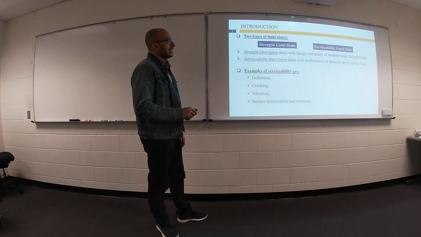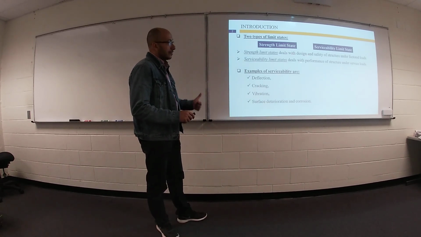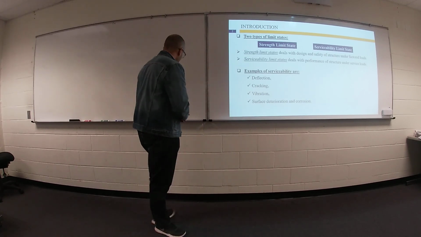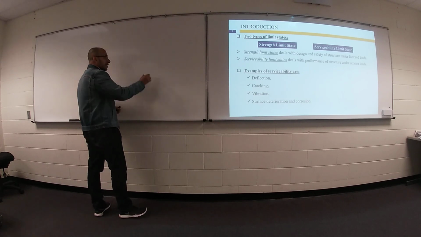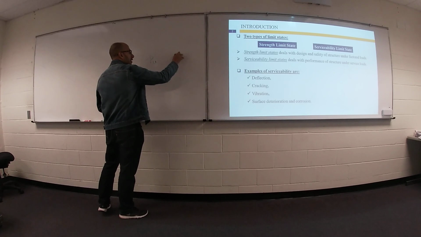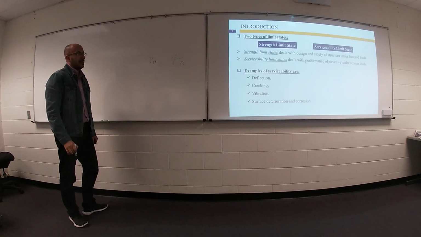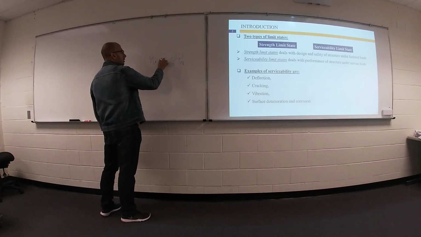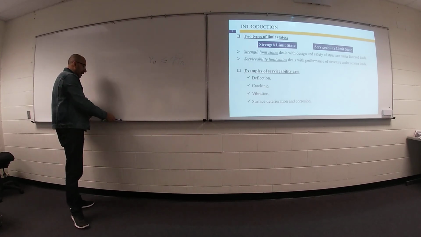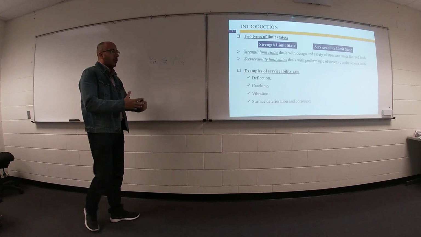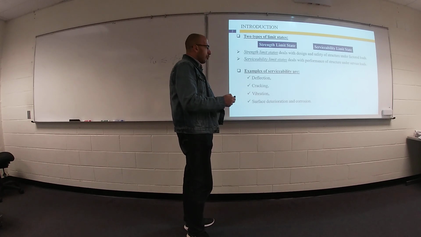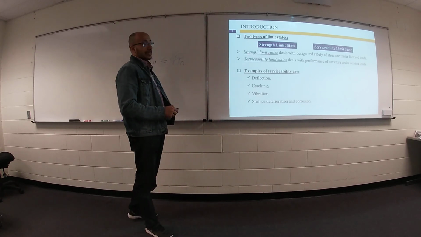Strength limit state deals with design, safety of structure under factored load. We have something called P ultimate, and we have something called your design strength. This value must be smaller than or equal to this value. If you are talking about design, how much steel reinforcement, what is the dimension of your concrete, all of this stuff, you are talking about strength limit state.